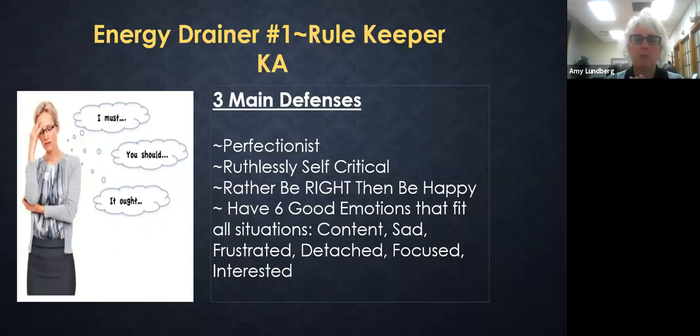You're a perfectionist, ruthless. You have a ruthless inner critic. I have a ruthless inner critic. Rather be right than be happy. You need to have 6 good emotions. You feel content, sad, frustrated, detached, focused, and interested. So with my knowledgeable achievers that have the rule keeper defense, I make sure we have this book when we're talking, or you have the book, because you need to identify the feelings, because you really do. Frustrated is what you feel a lot of.